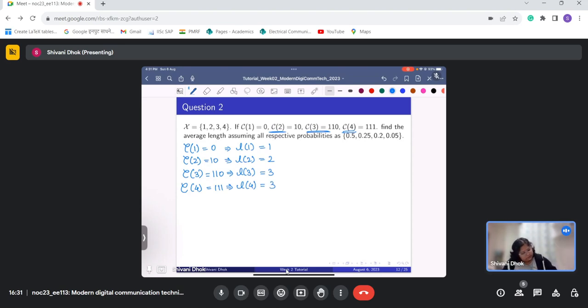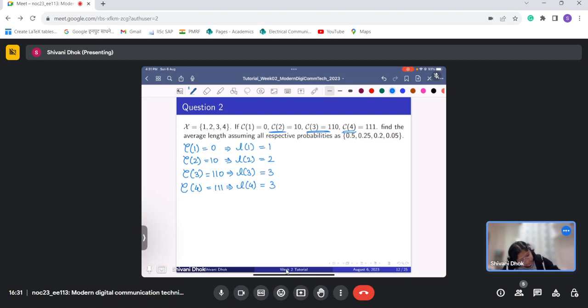Another information that we have been given, so what exactly do we need to do? We need to find the average length, assuming all respective probabilities as 0.5, 0.25, 0.2 and 0.05. So what it means is, 1 occurs with probability 0.5, 2 occurs with probability 0.25, 3 occurs with probability 0.2, and 4 occurs with probability 0.05.